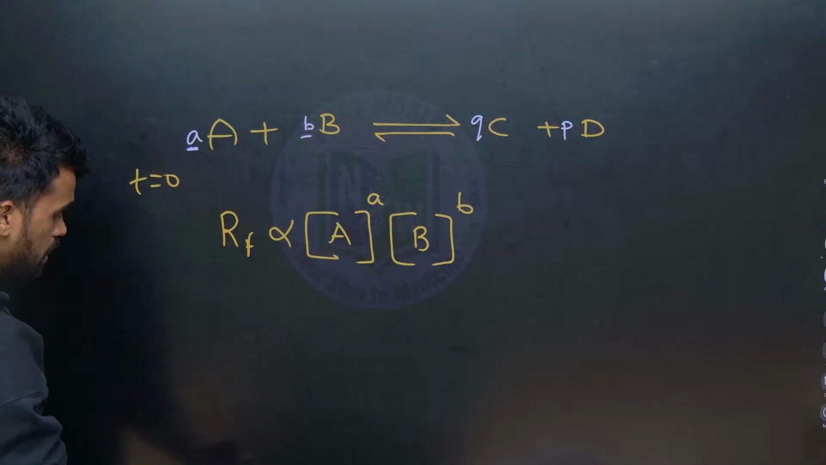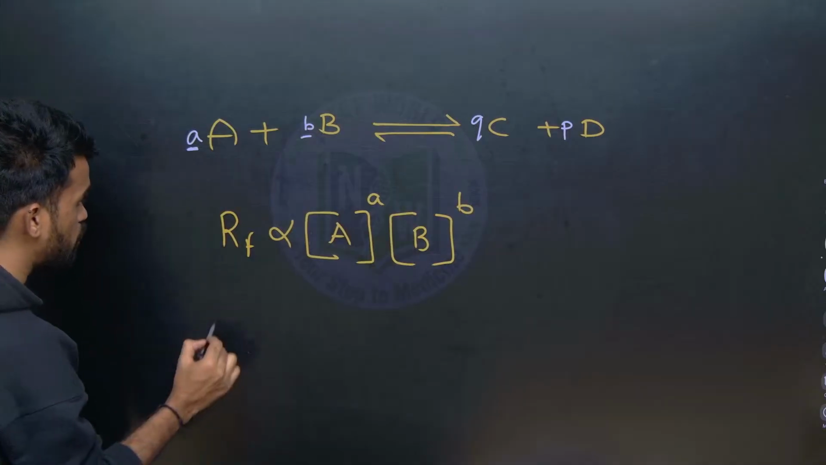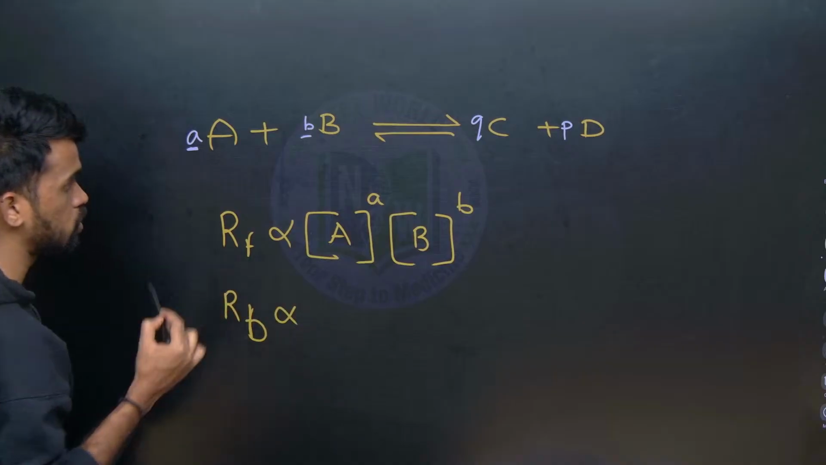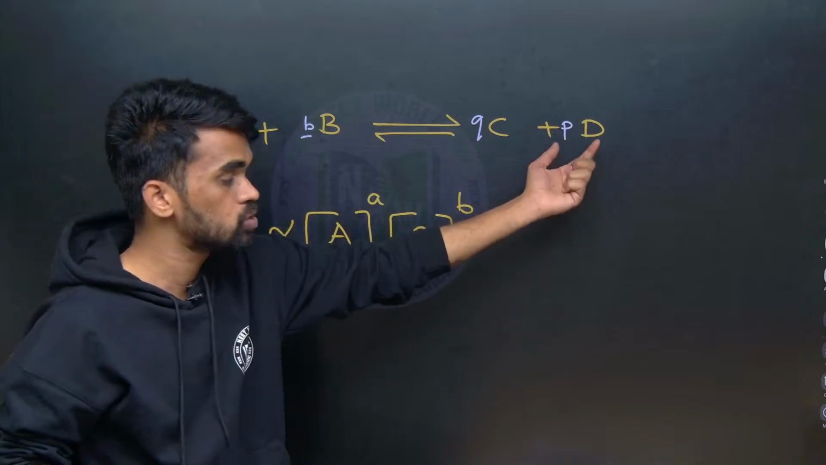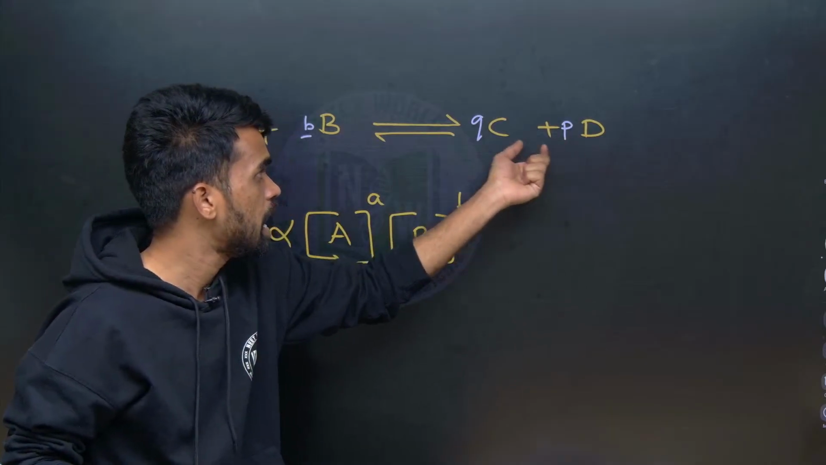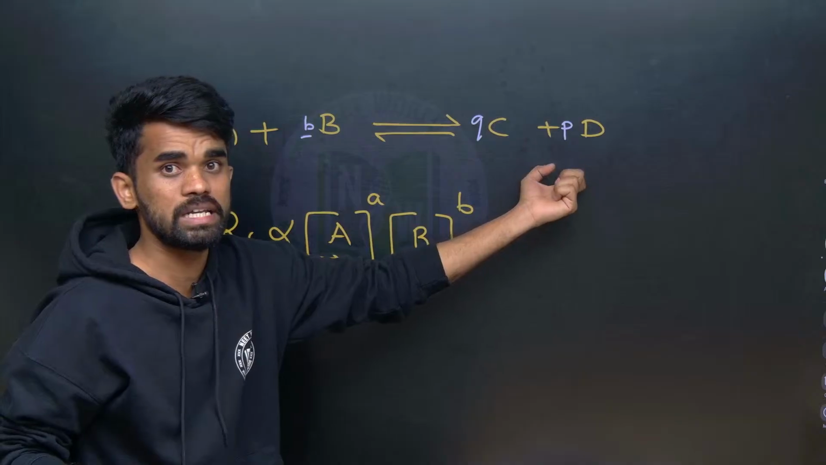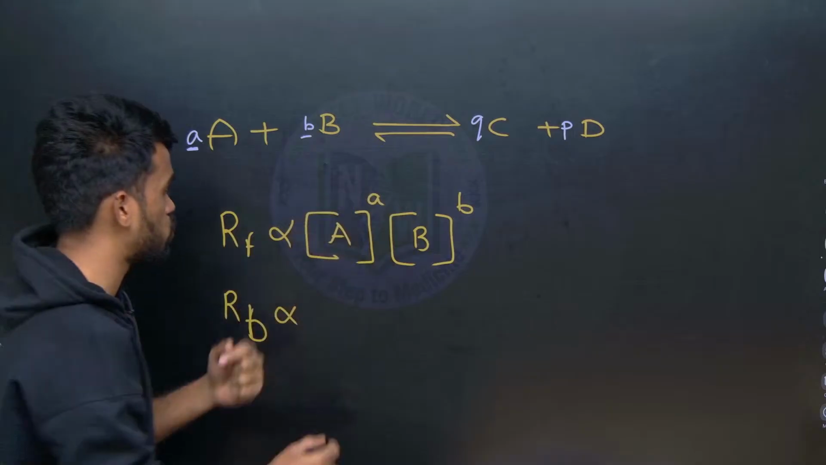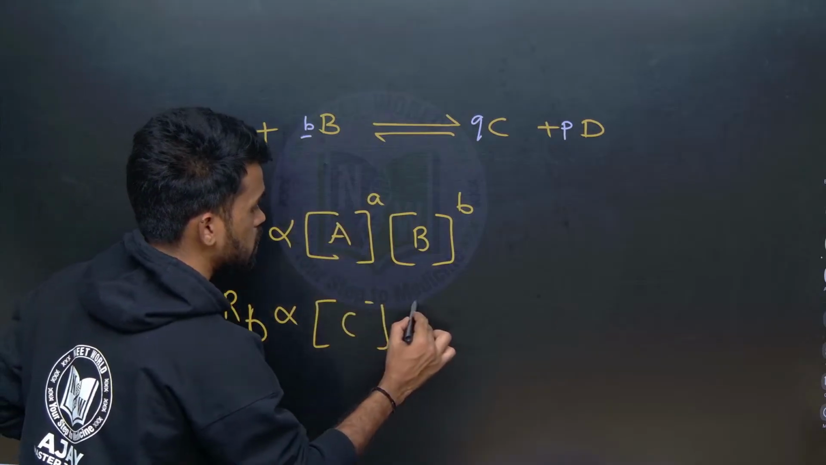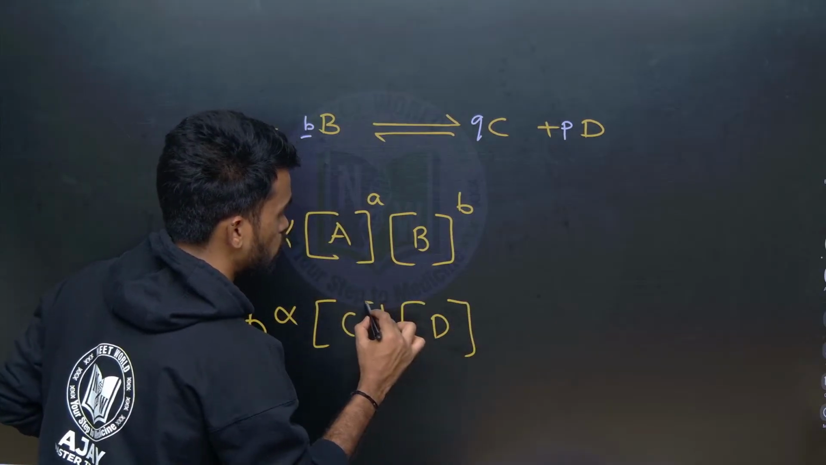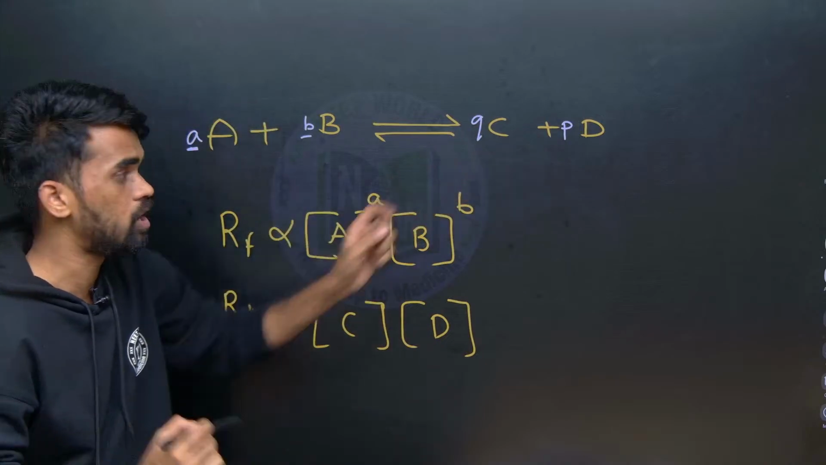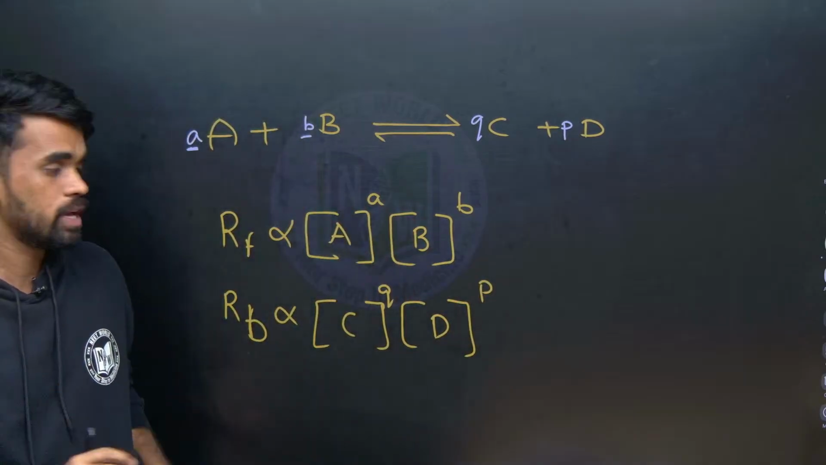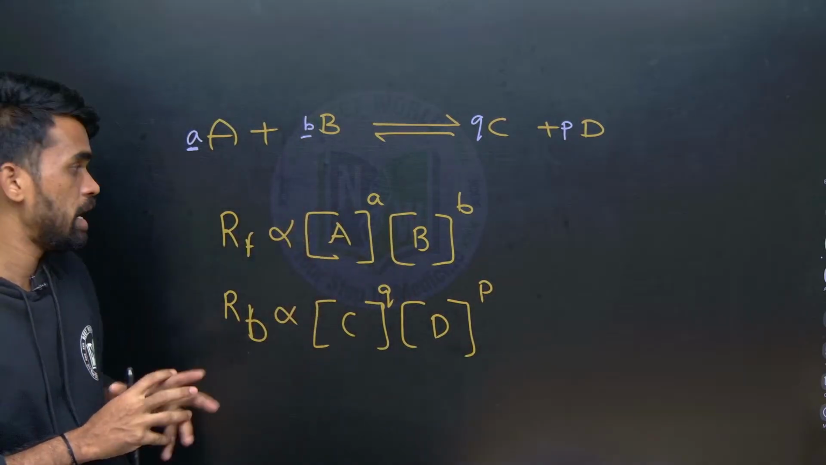Similarly, now I am asking for the rate of the backward reaction. How can I write this? The rate of backward reaction will be proportional to, see, backward means the reaction should start from here now, so D and C will be the starting materials for the backward reaction. Therefore the rate of backward reaction will be proportional to the concentration of C and the concentration of D, right? Now what are the coefficients here? The stoichiometric coefficients q and p, write them as the powers. So this is how we need to write the rate equation.